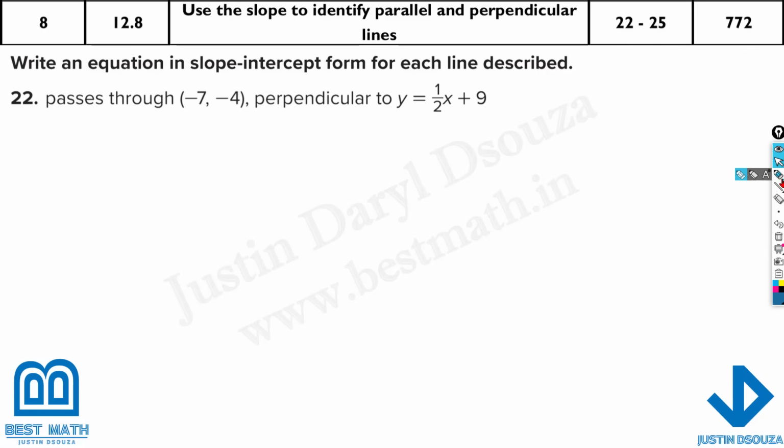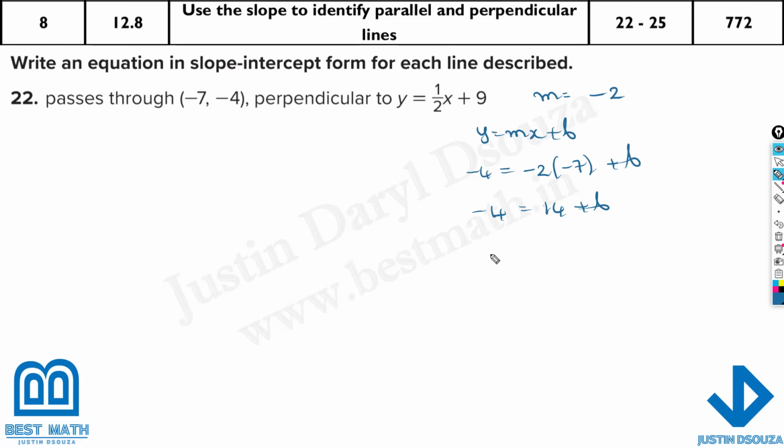Please do try these problems by yourselves. If you have understood, do them by yourselves, but I'm going to solve them anyways. Now here we have minus 7, minus 4. So here we go. What is it? Perpendicular line, so the slope is minus 2. Y is equal to mx plus b, and all you do is substitute. Minus 4 is equal to minus 2 times minus 7 plus b. It is going to be positive 14. That goes to the other side, it'll be minus 14. So it'll be minus 18 equals b. This is enough, but the equation, if you want to write it out, will be y equals minus 2x minus 18.